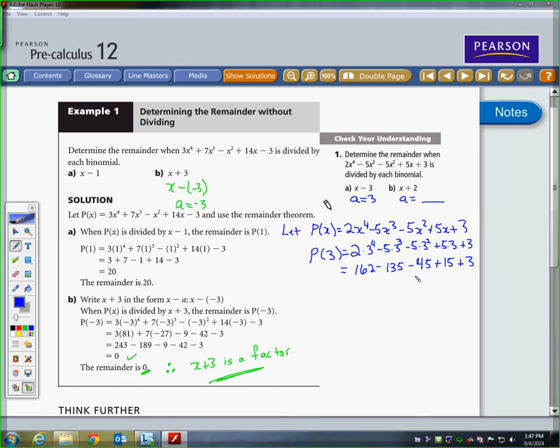So, I don't know, let's put together our negative terms first. Minus 135 and minus 45 is minus 180. And then I'll look at all my positive ones here. I'll do a double underline just to keep track of things a little bit. 15 and 3 is 18. 18 plus 162 is 180. Oh, look at this. So this is equal to 180 minus 180 is equal to a 0. So that makes me happy, so I know that that is a factor.